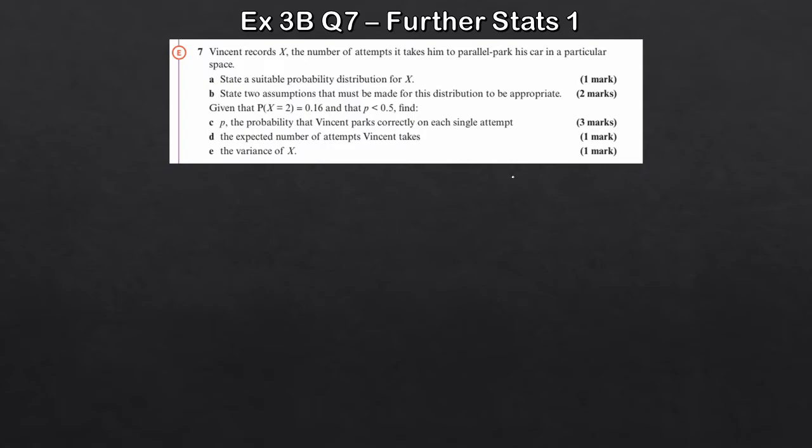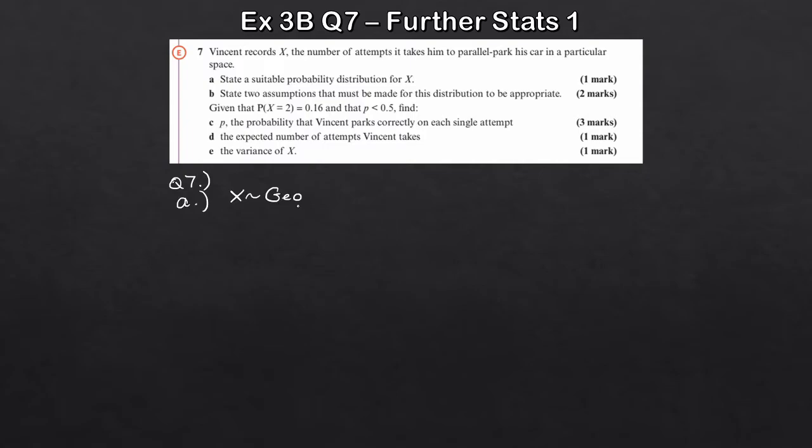3B, question 7. So Vincent records X, the number of attempts it takes him to parallel park his car in a particular space. So, part A, we're just asked to state a suitable probability distribution for X. So let's write this distribution down. X, again, it's going to be a geometric distribution.